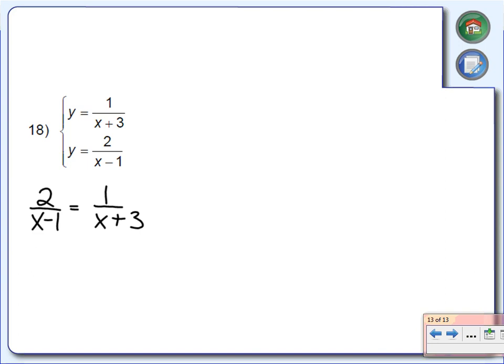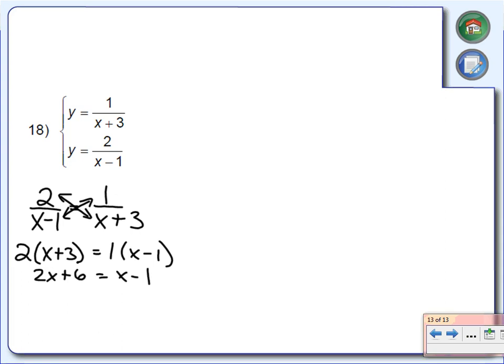Now we saw this also yesterday. Anybody remember what we did to solve these? Cross multiply. So we're going to multiply the 2 with the x plus 3. And then we'll multiply the 1 times the x minus 1. So all we're doing is cross multiply, which means we're going to end up with 2x plus 6 and x minus 1.